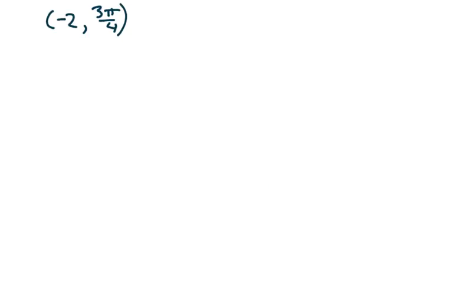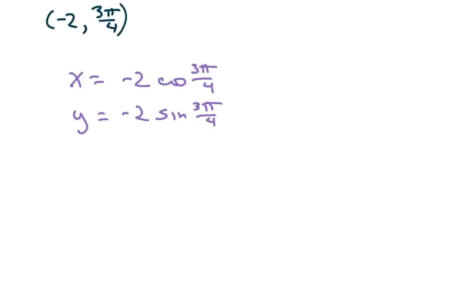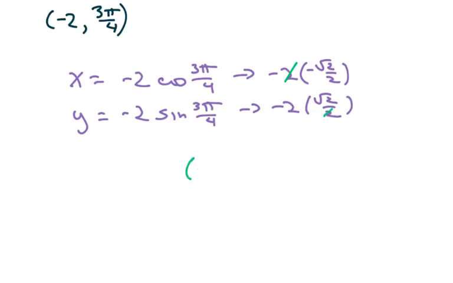And let's do one more. We have x equals negative 2 cosine of 3 pi over 4, and y equals negative 2 sine of 3 pi over 4. So this is going to equal negative 2 times negative square root of 2 over 2, and negative 2 times the square root of 2 over 2. These two cancel. Two negatives make a positive, so we have square root of 2 and negative square root of 2.